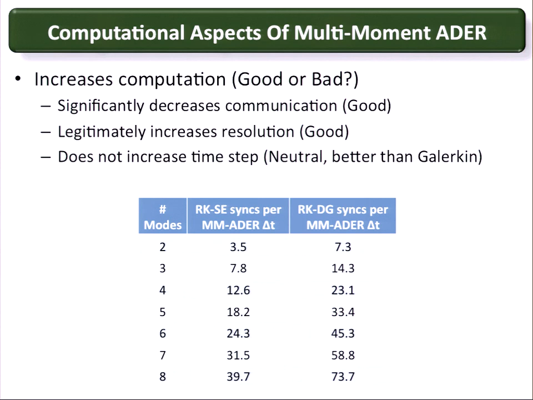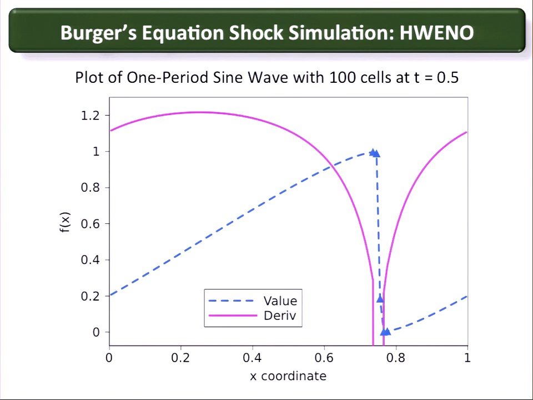But if you look at the computational aspects, you're decreasing the communication and you're increasing the resolution as you add more modes. So those are both very good. And you don't increase the time step, which is better than your typical finite element method. So increasing the computation is clearly a good thing in this case because it is more expensive than DG, but not that much so. And if you look at the amount of communication that you're decreasing, over a Runge-Kutta DG scheme, if you go out to 8 moments, you have 70 times less communication as you go from one step to another. So it does pay off as you add more and more moments, even though you have the computation there.